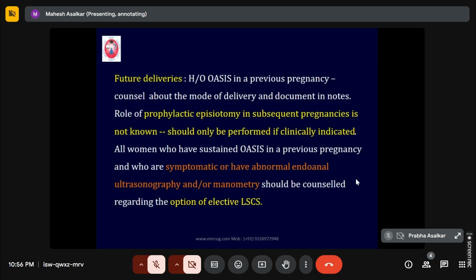Now see what the guidelines say about future deliveries. If there is a history of obstetric anal sphincter injury in a previous pregnancy, counsel about the mode of delivery and document in the notes. The role of prophylactic episiotomy in subsequent pregnancies is not known. This should only be performed if it is clinically indicated. All women who have sustained obstetric anal sphincter injury in a previous pregnancy and who are symptomatic or have abnormal anal ultrasound, endoanal ultrasonography, and or manometry should be counseled regarding the option of elective LSCS.